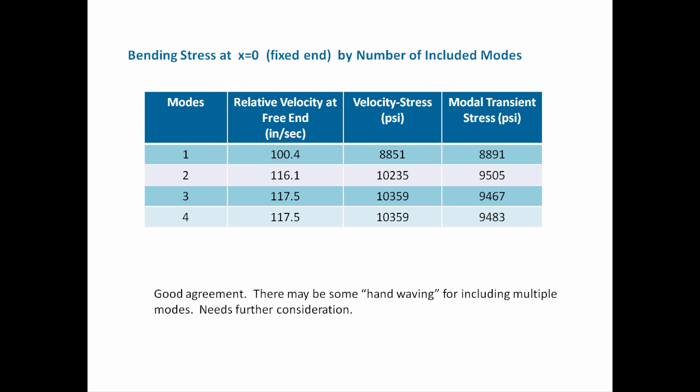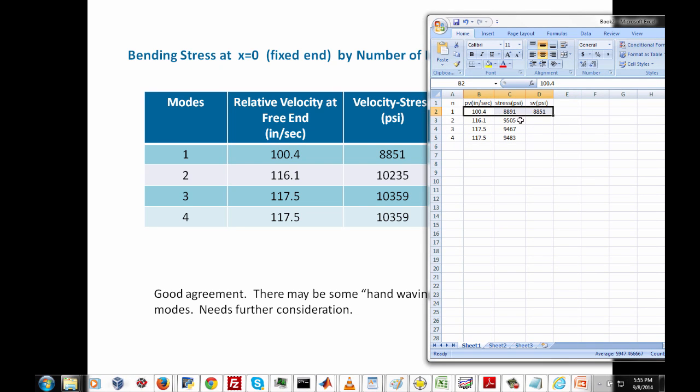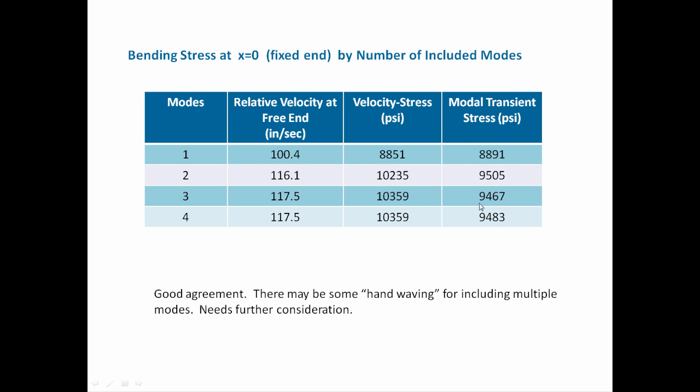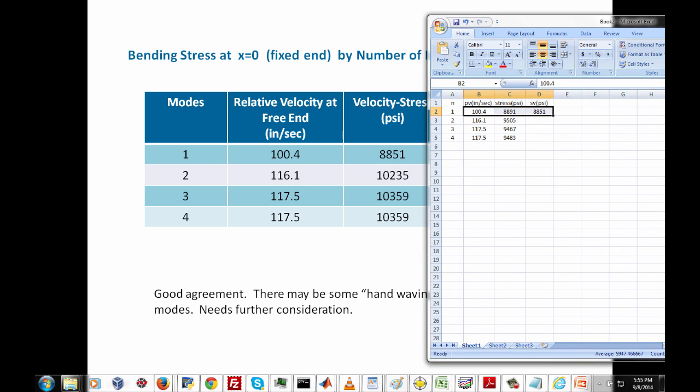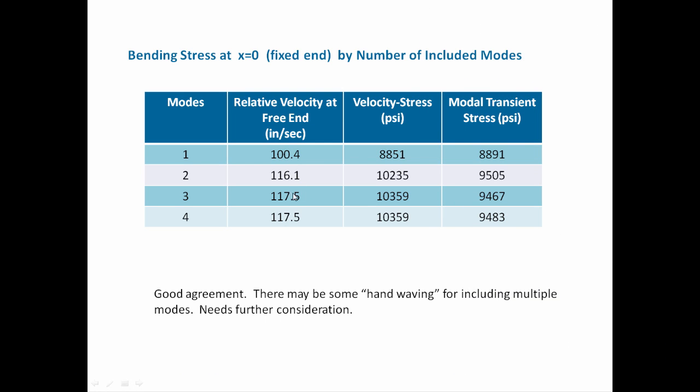So in some sense, this fourth column, which is the same as this column here, is the so-called exact values. Well, they're so-called exact values for that particular base input. And these velocity stress values here, once we know what the velocities are from this column here, we don't need to take the second derivative.